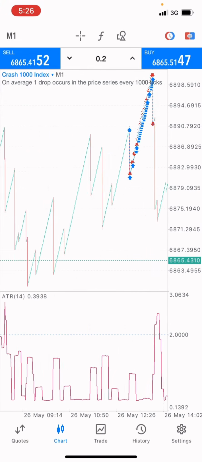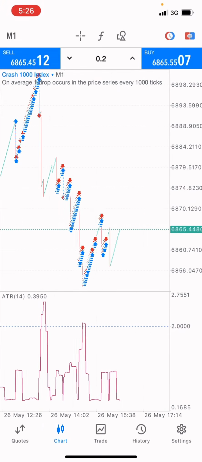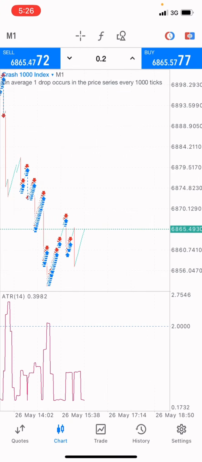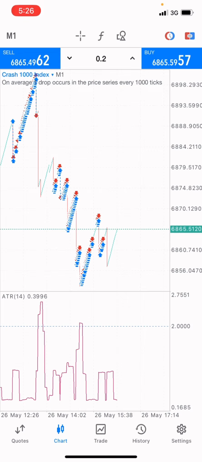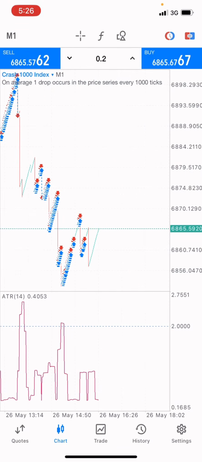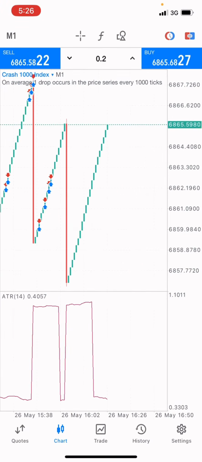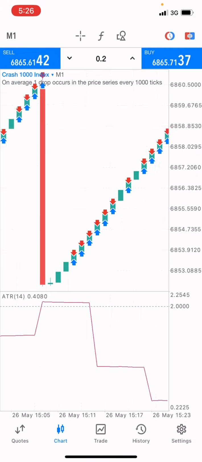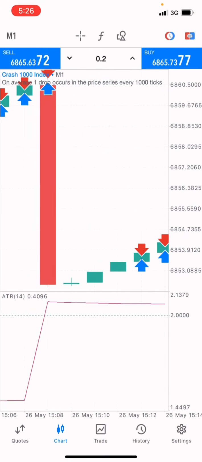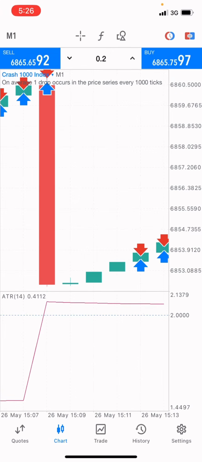Now, as you can see, this is the strategy I want to show you. For small accounts, you take profit after one candle. This is what I've noticed when trading on Crash 1000 index: each of these candlesticks is not the same size, and you might be wondering why I'm saying to take your profit after one candle.